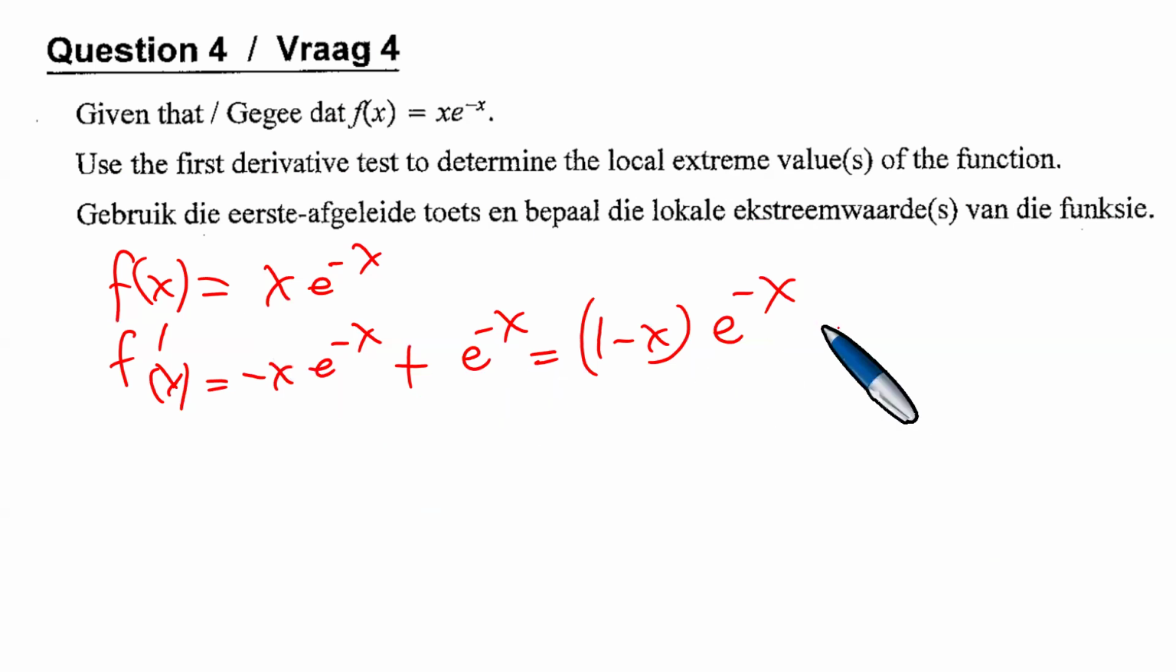So you're going to put this to 0, and this means that x is 1. Obviously you'd have that x is 1 for this factor, because e to the minus x is not 0. Not e to the minus infinity, but e to the minus x. So e to the minus x is not 0. The only factor that is 0 is the 1 minus x.